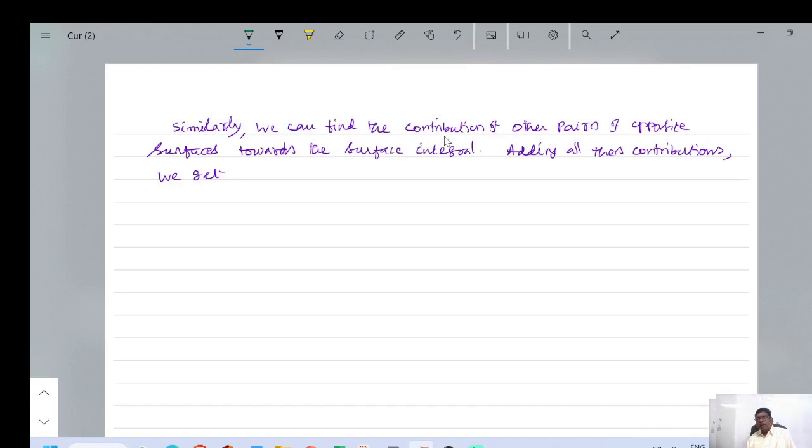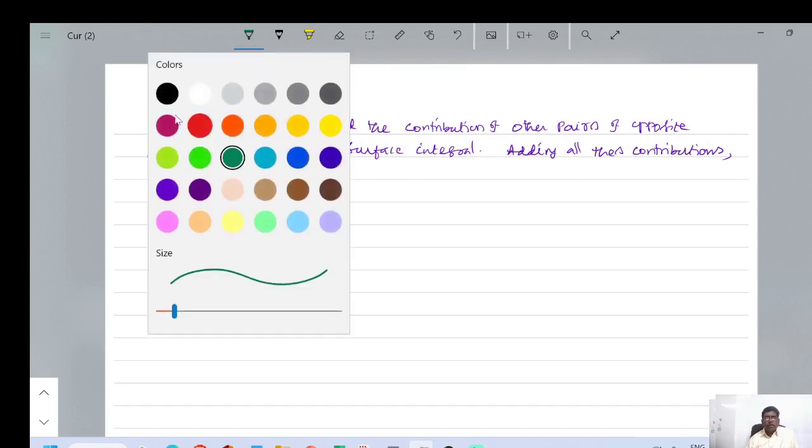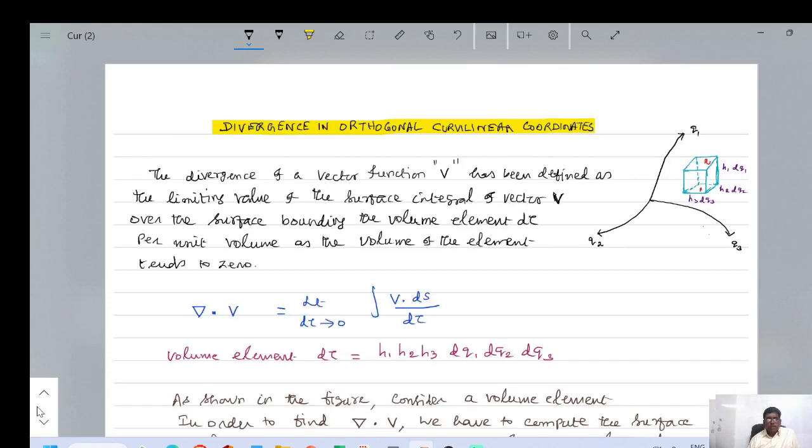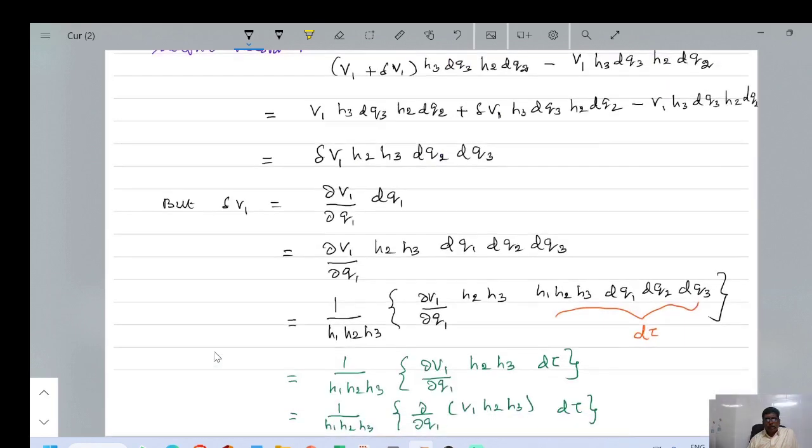Similarly, we can find the contribution of other pairs of opposite surfaces towards the surface integral. Adding all these contributions, now we have to find the value of v dot ds. That is equal to, going through the first contribution: the first contribution is ∂/∂q1 of (v1 h2 h3).